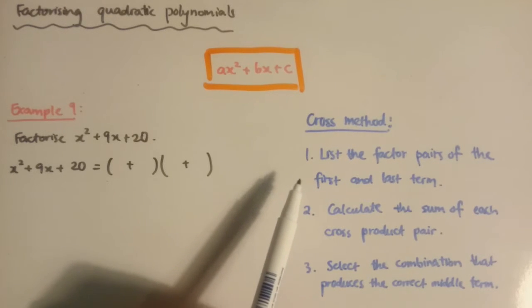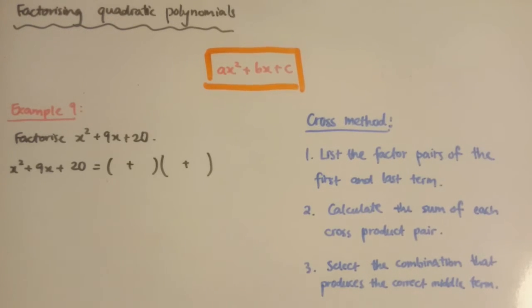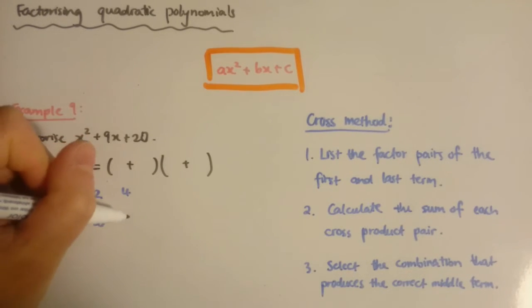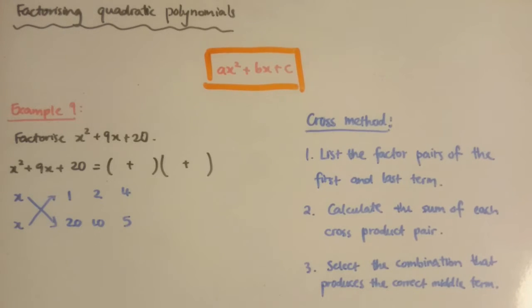The first step says to list the factor pairs of the first and last term. So let's have a look at the first term, that's x squared. The factors that give me x squared are just x and x. Pop our arrows in. Remember, it's really important, the direction of the arrows, that's why it's called the cross method. And we're looking for some factor pairs of that last term, 20. So we know that 1 times 20 is 20, 2 times 10, and 4 times 5. They're all of the factor pairs that we have for 20. So all we want to go through and do is calculate the sum of each cross product pair.